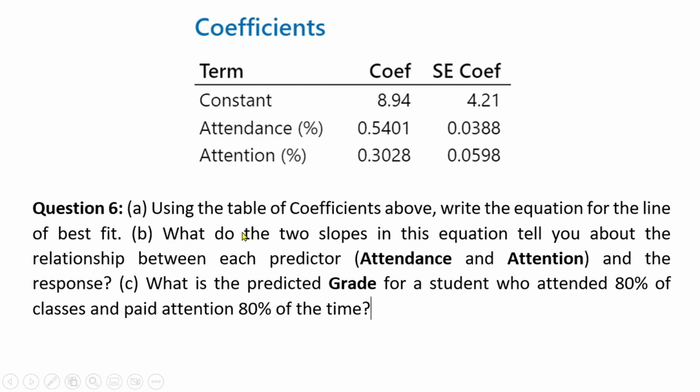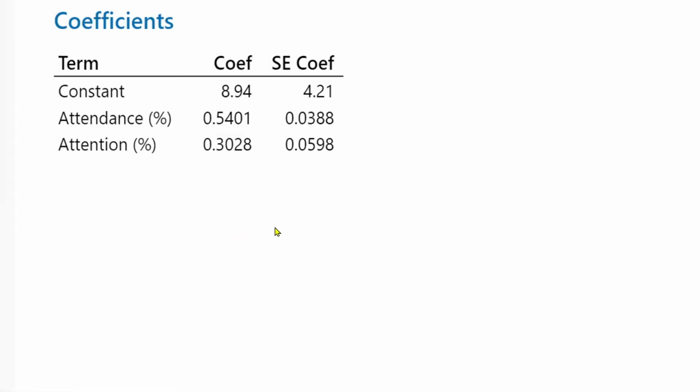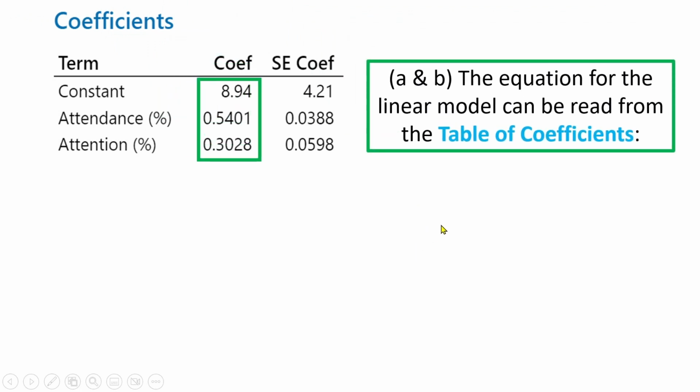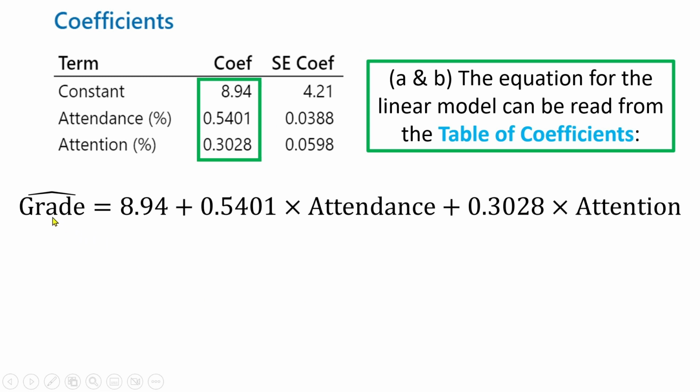Yes, so here we're going to now use the coefficients in this table to write the equation for the line of best fit, and then we're going to interpret what the slopes mean, and we're also going to make a prediction. Right, so the equation for the linear model can be read from this table, and it's simply this: the predicted grade, or fitted grade, is equal to a constant value plus one slope for attendance and a second slope for attention.